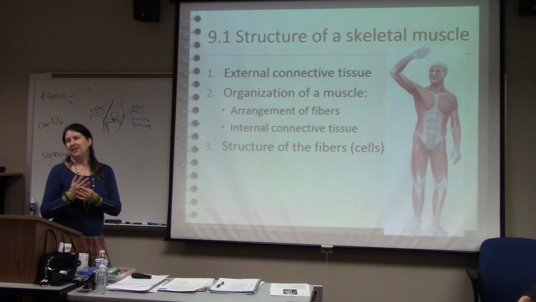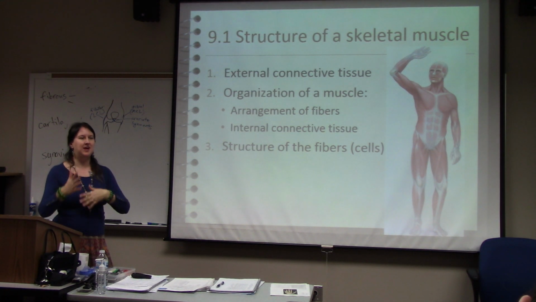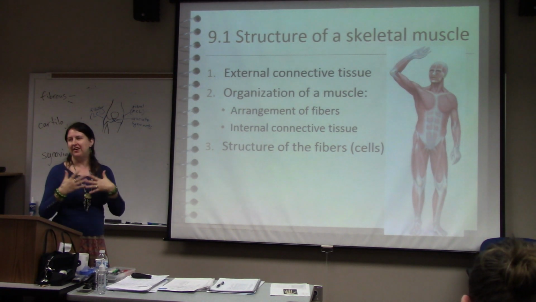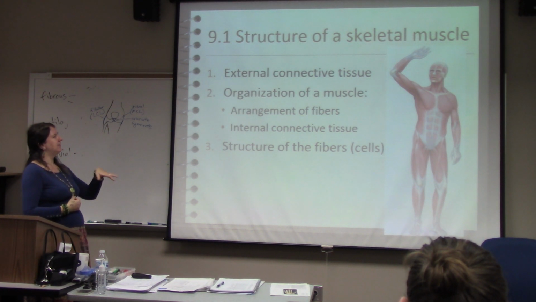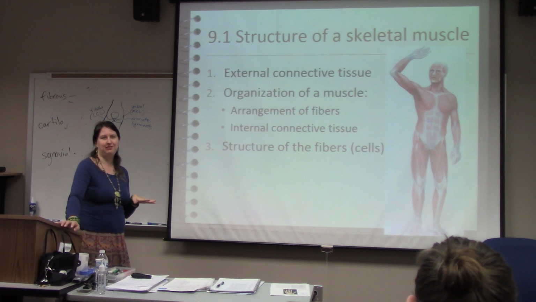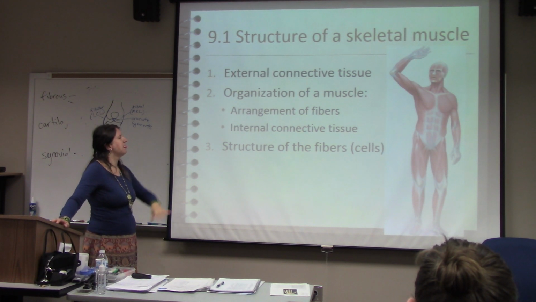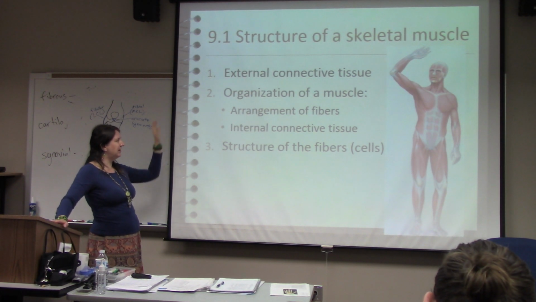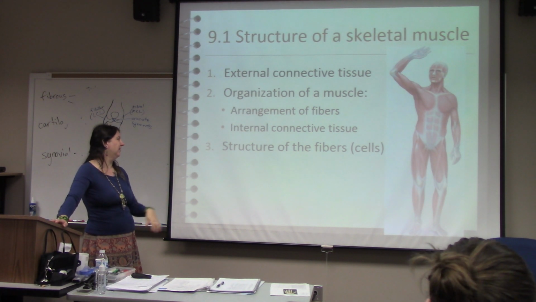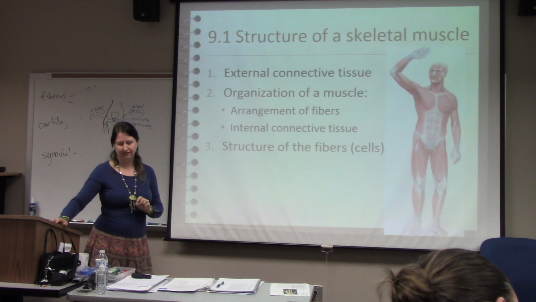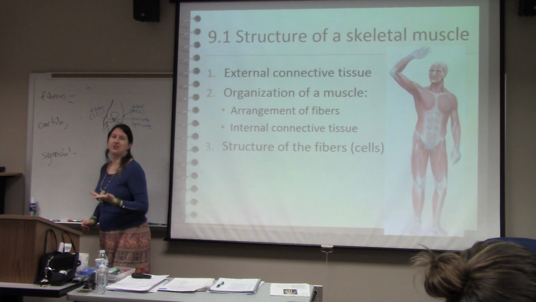For any given muscle, there's the same basic structure, and then it'll be the shape and size that varies. We're going to look at external connective tissue of a muscle, the organization of the muscle fibers and the connective tissue within the muscle, and then the structure of the fibers themselves, which are the cells.